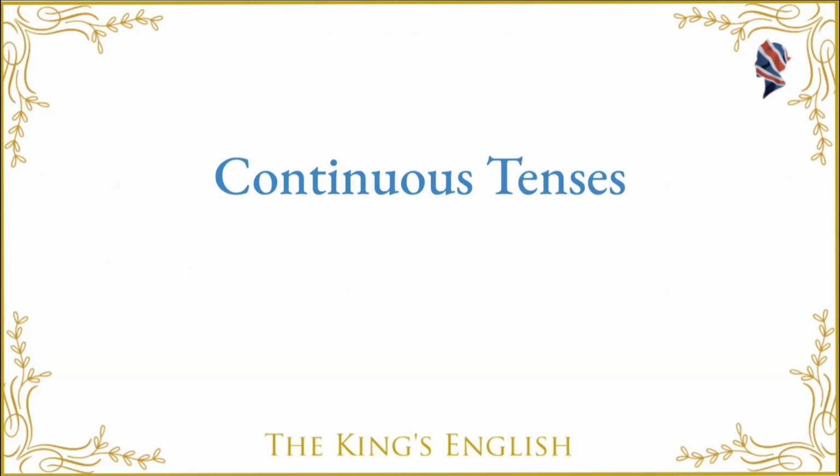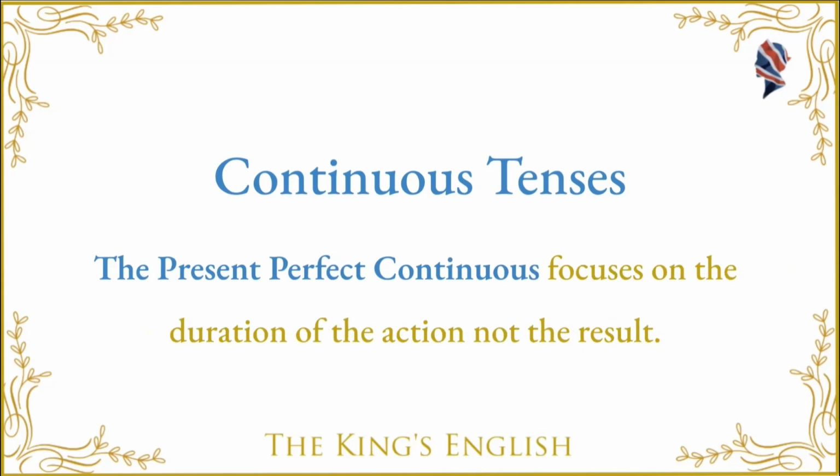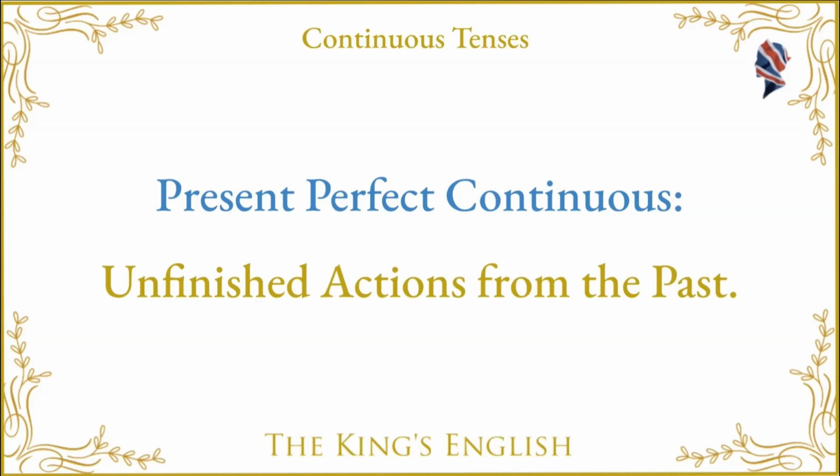Continuous tenses. The present perfect continuous is used for actions that started in the past and are still happening now. The present perfect continuous focuses on the duration of the action, not the result. Present perfect continuous. Unfinished actions from the past.